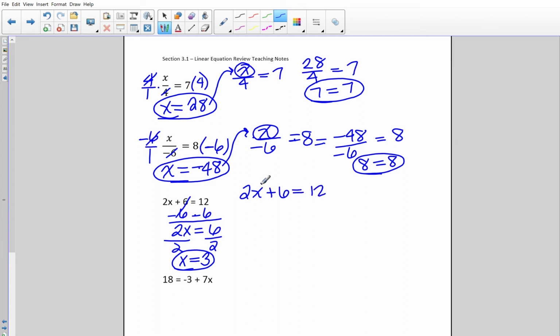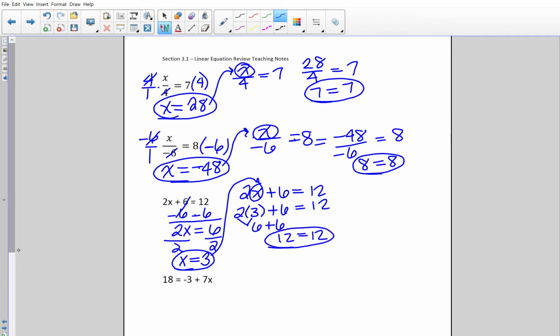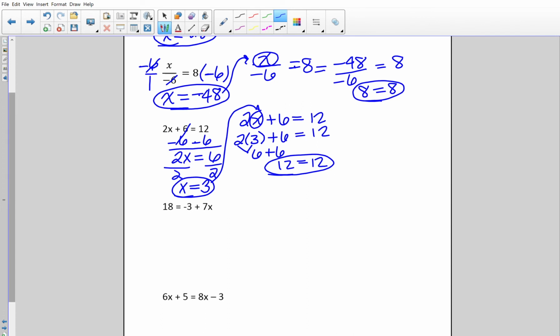I replace my variable with my solution. So it's going to be 2 times 3 plus 6 is equal to 12. Now, if you want to use your calculator to simplify each side and then just give me the solution from there, that's fine. So this is 6 plus 6, that's 12, is equal to 12. So that's my complete check. I want to see all the way down to one number equals one number.